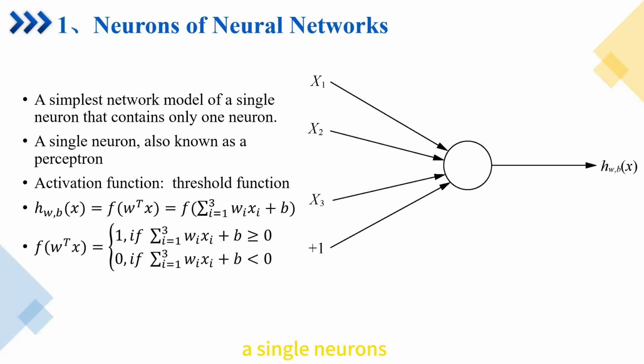A single neuron, also known as a perceptron, is one of the basic components of a neural network. It receives multiple input signals, weights them, and then passes the weighted sum through an activation function to produce a single output. Each input in the perceptron is associated with a weight that determines how much influence that input has on the neuron's output.